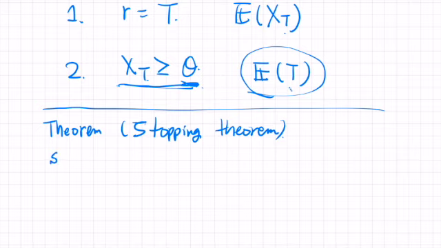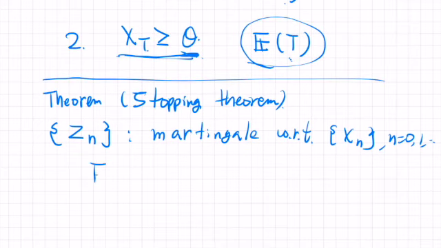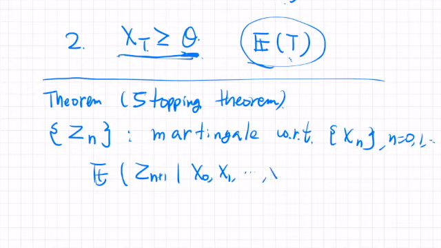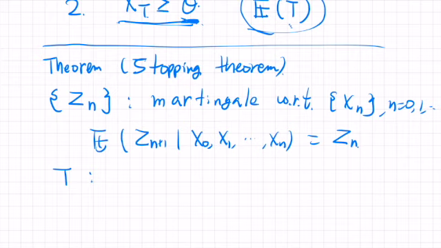Let's say we have a sequence of random variables Zn, which is a martingale with respect to another sequence of random variables xn. Okay, so this means the expectation value of Zn plus 1 given x0, x1, and so on up to xn is equal to Zn. Okay, and let t be the stopping time.